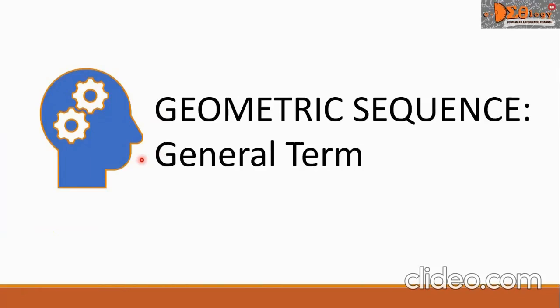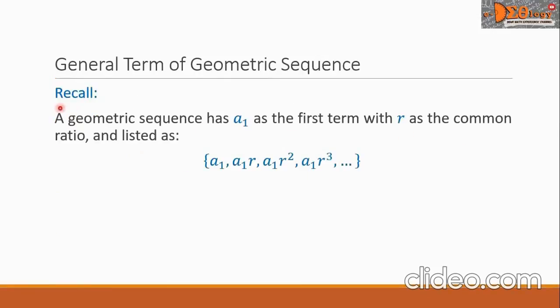Hi everyone. Today we're going to study the general term of a geometric sequence. Let us recall that a geometric sequence has a sub 1 as the first term with r as the common ratio, and is listed like this. The first term is written plainly as a sub 1.